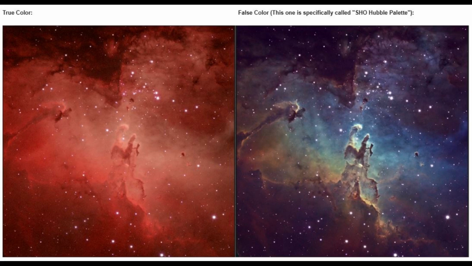To solve this problem, NASA presented pillars of creation in false color by reassigning hydrogen to green, which is normally red, and then oxygen to blue, which is normally a mix of blue-green, and then sulfur to red, which is normally red, so essentially leaving that one alone. So in this video, we're going to be doing pretty much the same thing. So let's get started.